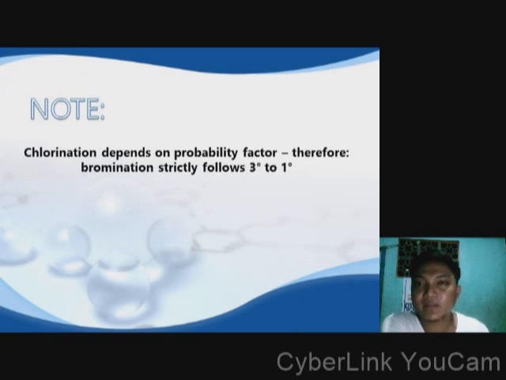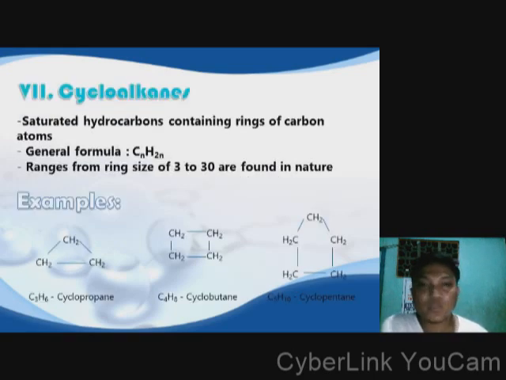Chlorination depends on the probability factor, therefore bromination strictly follows tertiary to primary. So, yung chlorine and bromine, the probability factor, please tandaan nyo yun, ha? Tandaan. Okay, we have here cycloalkanes. So, saturated hydrocarbons, containing a ring of carbon atoms, general formula CnH2n. Okay, ring sizes from 3 to 30 are found in nature. Of course, we have here your example.